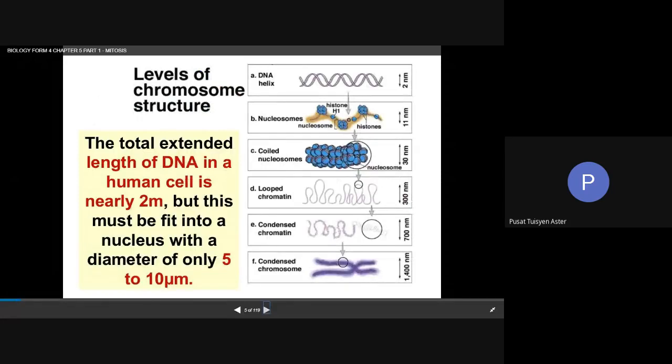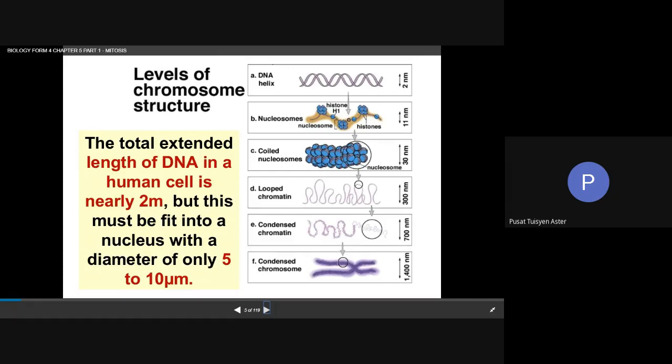At first we know how the DNA helix is, 2 nanometers. Then we know nucleosomes are in the nucleus, right? So with histones and nucleosomes, we have around 11 nanometers. So it's growing, right? It's becoming much larger, right?